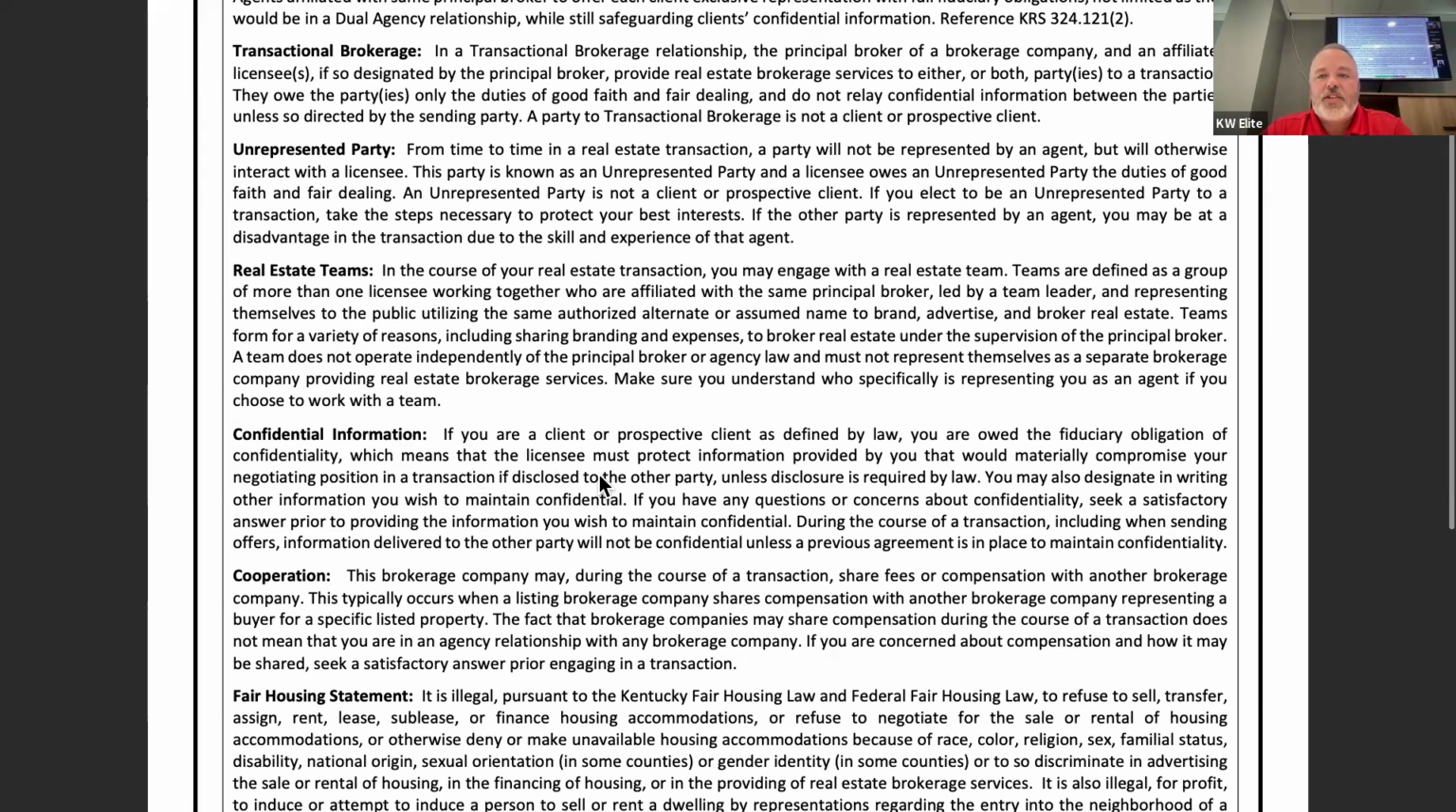Confidential information, of course, you can read through that, but just remember, you do have a fiduciary obligation to confidentiality, which means you can't disclose anything that is not public information or that would put the other party, or the party that you're representing, at a disadvantage.